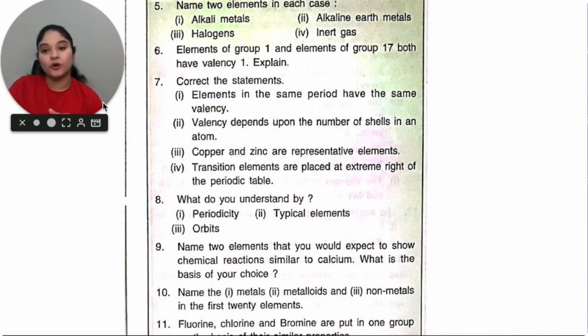Now the next is orbits. So orbits are the circular path on which your electrons revolve around the nucleus.